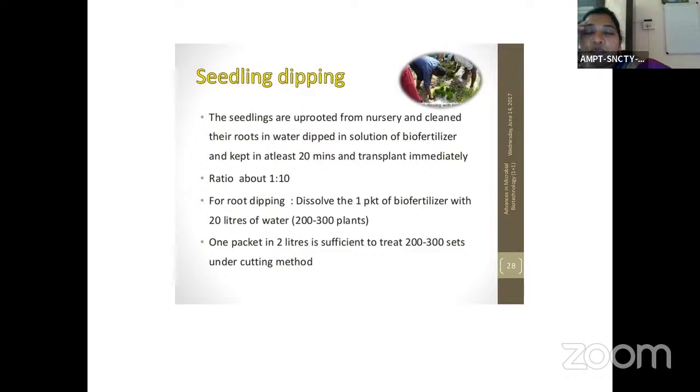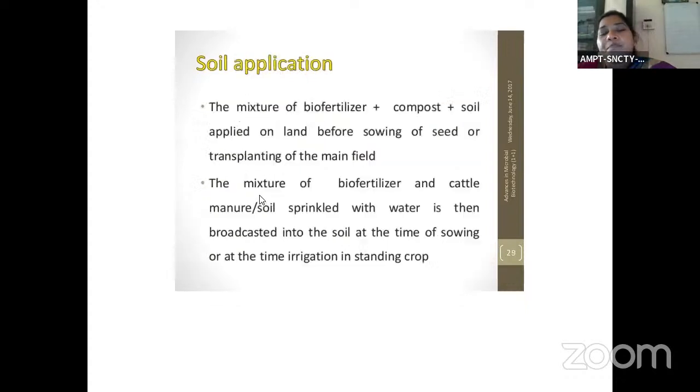And you can dip your roots for 20 minutes and transplant in the main field immediately. Then for soil application, the mixture will be made up of biofertilizer and well decomposed compost, or if compost is not available, you can use black soil or sand. Mix thoroughly and apply the soil application before transplanting. The mixture of biofertilizers can be applied in the field.